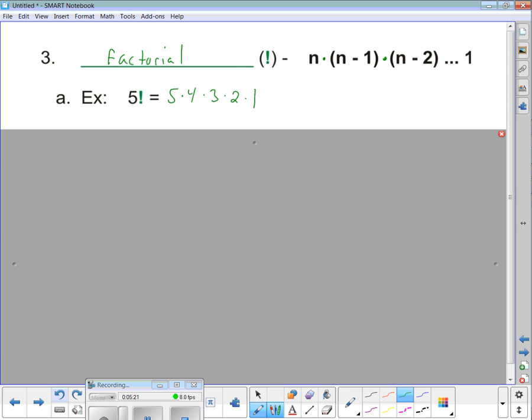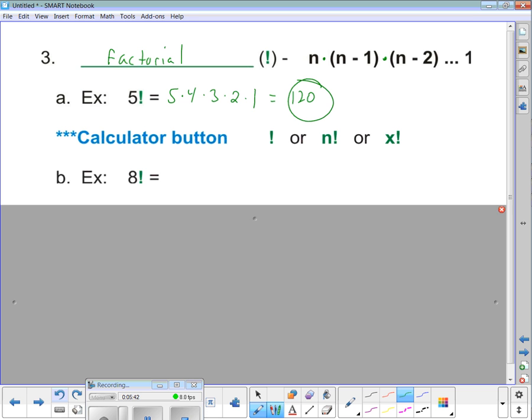Let's see, we can do this one in our head. 5 times 4 is 20. 20 times 3 is 60. 60 times 2 is 120. And that would ultimately be 120, right? 5 times 4 times 3 times 2 times 1. You're multiplying times the next lowest integer all the way down to 1.